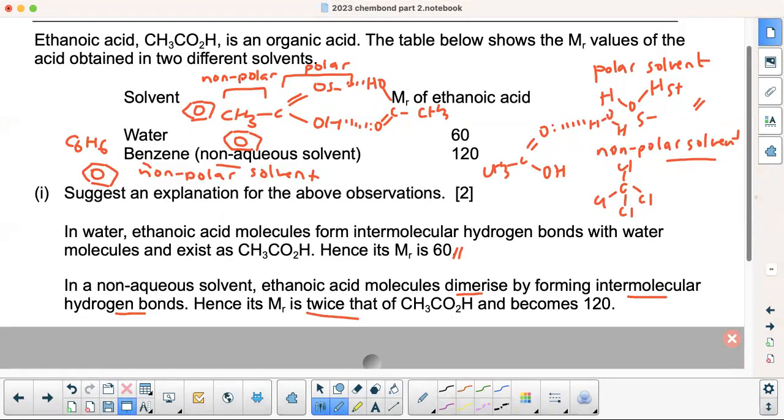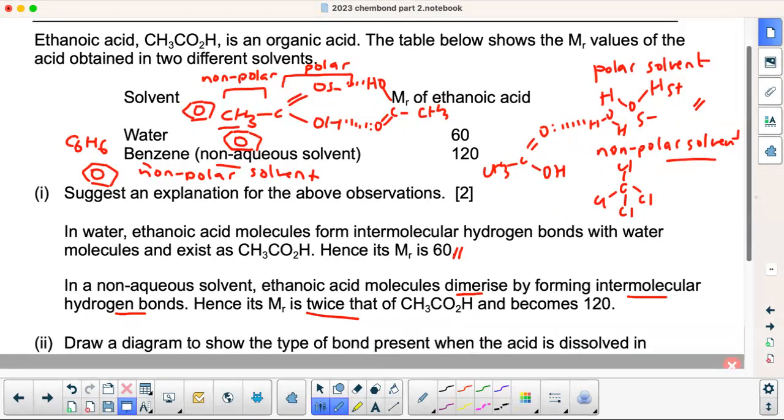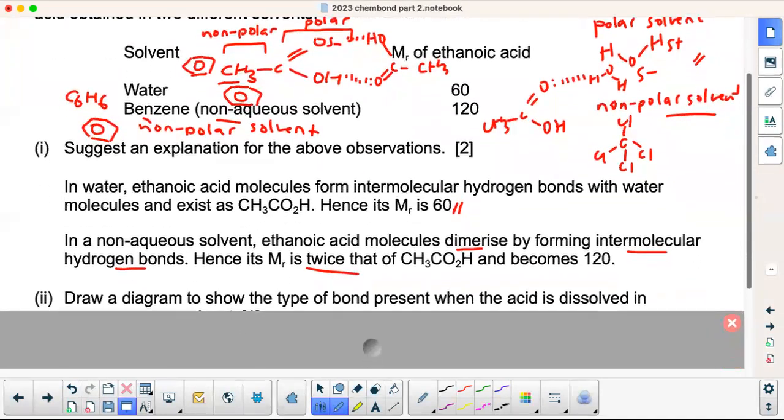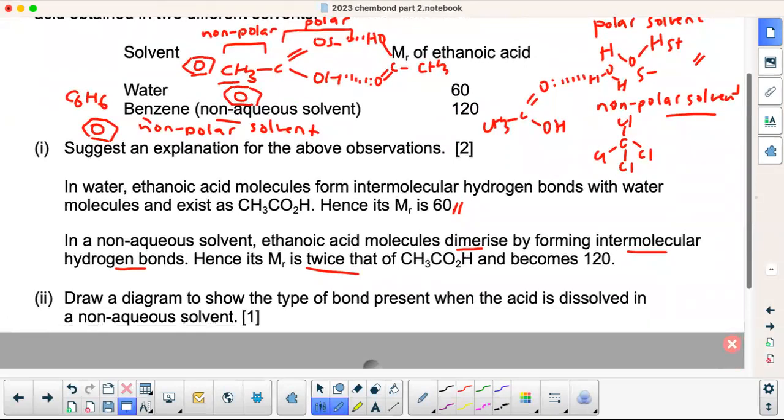I mean, the benzene will just hang around the CH3 and allows the COOH, the polar side, to come together to dimerize. Then the next part, can you please draw? This one I just more or less drew for you, right? But you all must draw yourself now. Draw a diagram to show the type of bonding present when acids dissolve in benzene. So draw the dimer. I'll tell you the marking point when you draw a dimer.